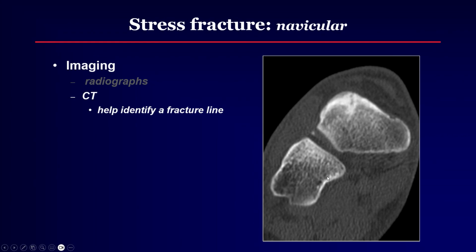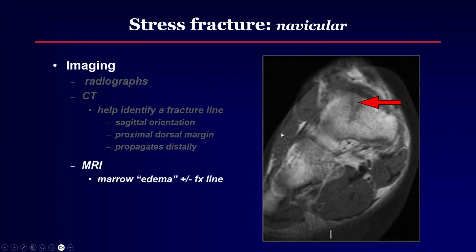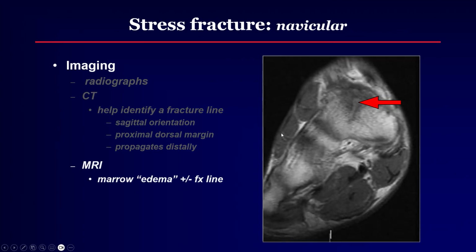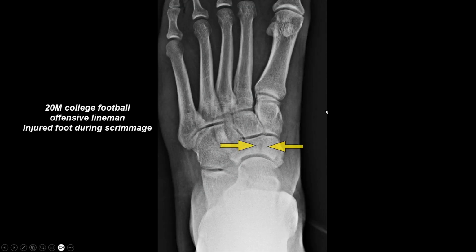CT, and our surgeons sometimes, if we have an MR that shows a bunch of edema and we really can't tell if there's a fracture line, will ask us to do a CT because if he can see a fracture line, he's thinking, especially in an athlete, much more about doing something surgically. But here on CT, obviously, we can see things very well for that. These tend to be in that sagittal orientation in the mid-navicular. MRI, we're going to see the marrow edema and then look for that fracture line as well. So here we have a college football lineman. This is one I showed yesterday.